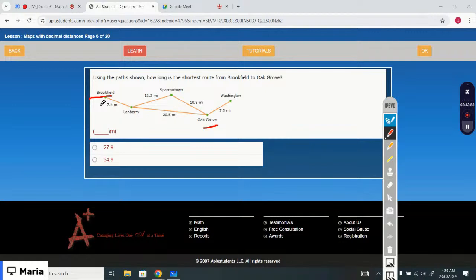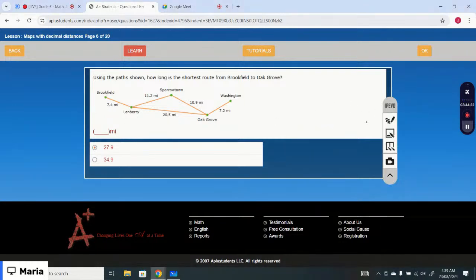So I think this one is the shortest, right? So 20.5 and 7.4. When you add, they make 27.9. The correct option is 27.9. Option number one is the correct option.